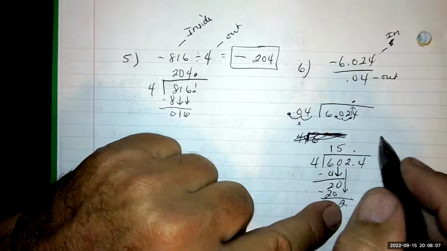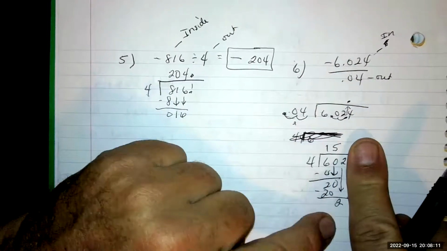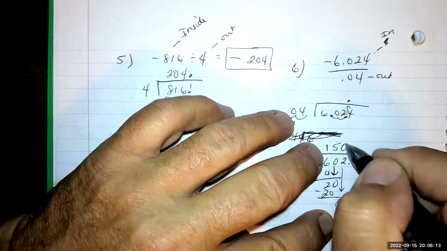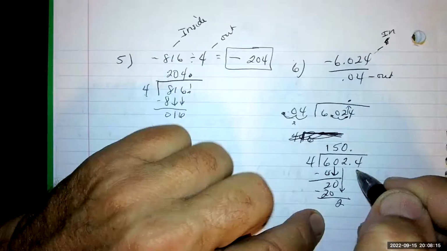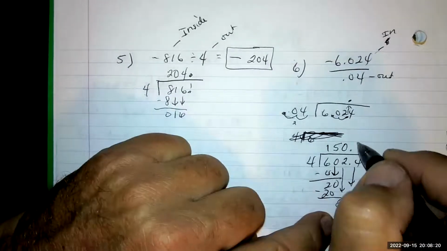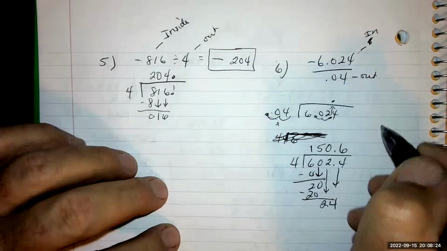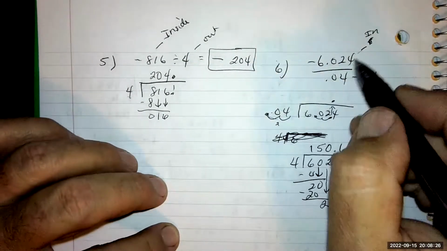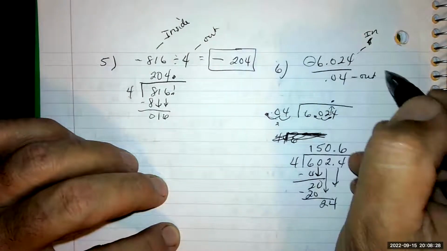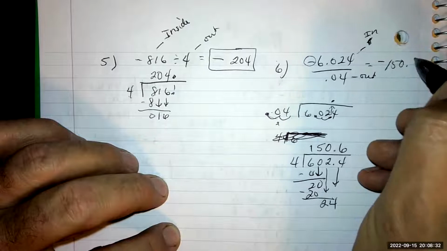How many times does 4 go into 2? Well, it goes right above it. And 4 can't go into 2. So we're going to say 0. Bring down another 4. How many times does 4 go into 24? 6. So my answer is going to be, and we're going to try to put it where we can see it, we have a negative here. We only have one negative. So my answer is going to be negative 150.6.